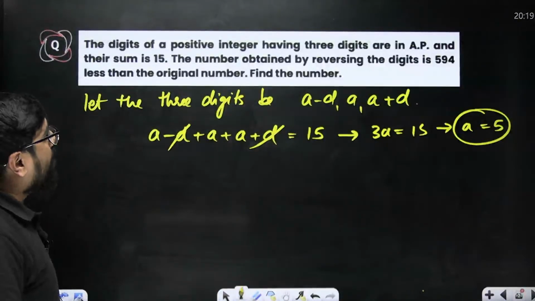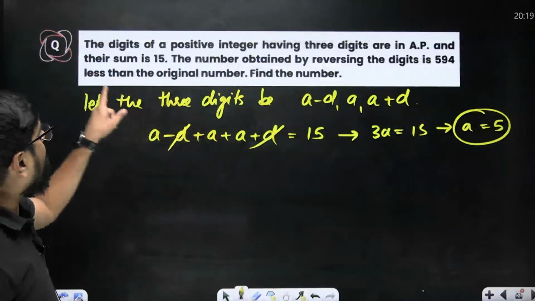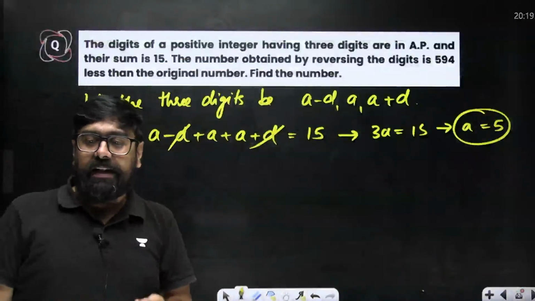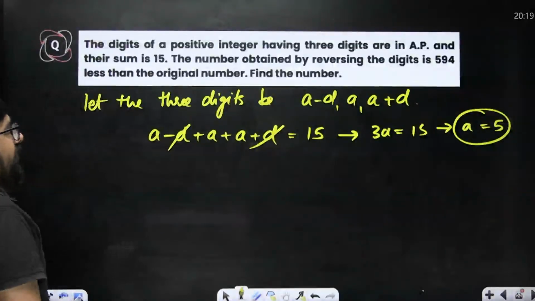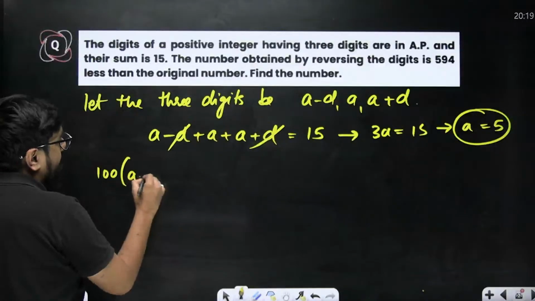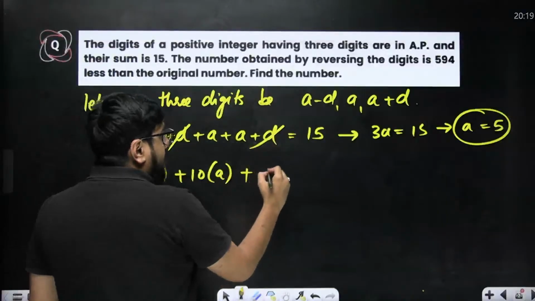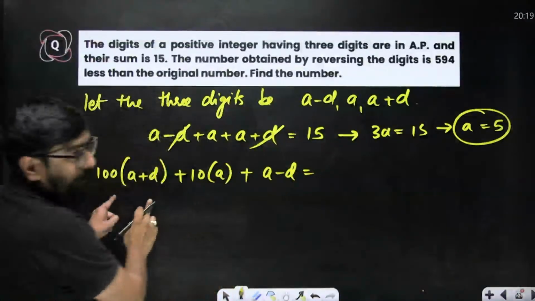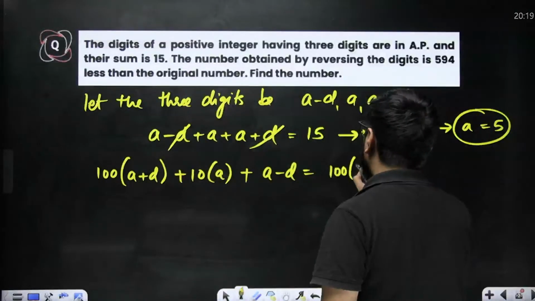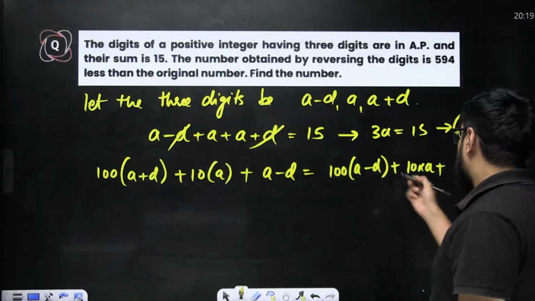Now I'm going to use the second information: the number obtained by reversing the digits is 594 less than the original number. The reversed number is 100 multiplied by (a plus d) plus 10 multiplied by a plus (a minus d), which is 594 less than the original number. The original number would be 100 into (a minus d) plus 10 into a plus (a plus d).